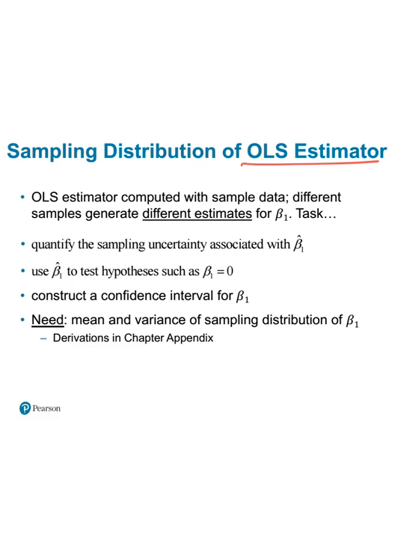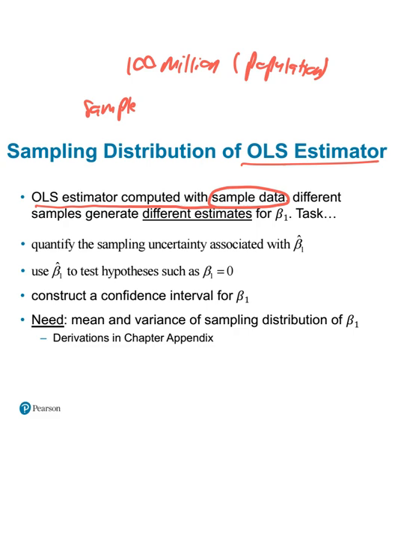Okay, so because this OLS estimator is computed with sample data, that means that technically different samples generate different estimates of beta 1. That is quite problematic. Right, so let's say there's 100 million in the population. And let's say for our small sample of estimating some type of coefficient, we take a sample, let's say sample 1, that's going to be equal to, let's say, 1 million.